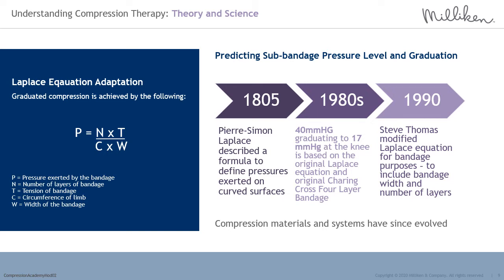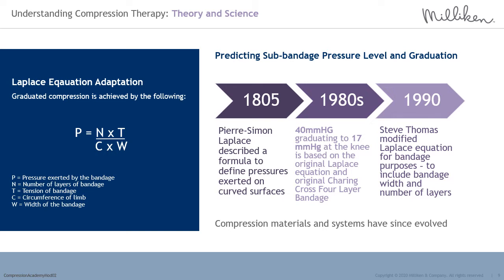Innovations in compression materials, such as the reduction in the number of layers used, improvements in materials and application methods, have evolved compression significantly since 1990, raising the question of the appropriateness of Laplace to modern compression therapy materials and practice. In 2003, Thomas recognised deficiencies again, and this time described the degree of compression produced by any bandage system as determined by complex interactions between 4 principal factors.